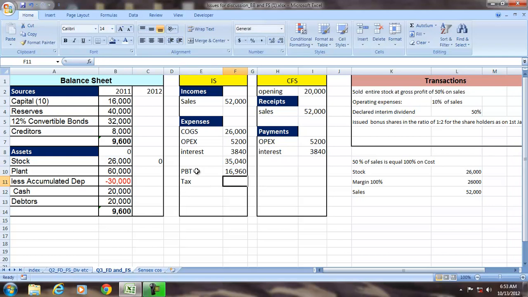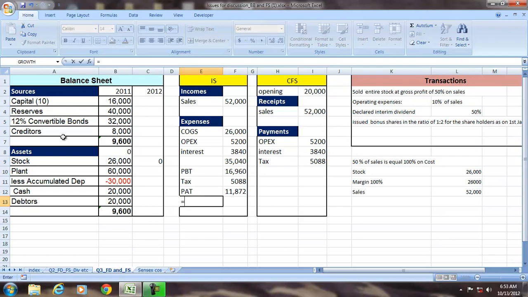tax is equal to 30% of the profit, and let us assume that we paid the tax, 5,088. So PBT minus tax is PAT. So the profit available for distribution is 11,872 from the current profit.